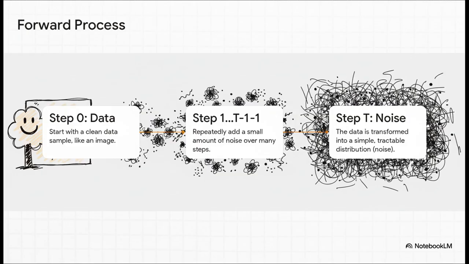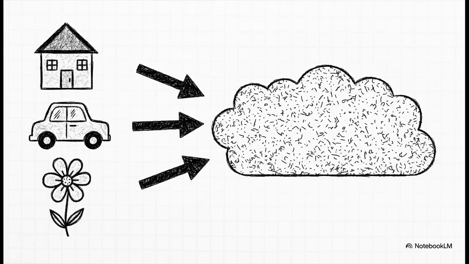Step 1, you add a tiny, tiny bit of random noise. For step 2, you take that slightly noisy image and you add just a little more noise. And you just repeat this over and over and over again. We're talking hundreds, sometimes thousands of times. And where does this all end up?